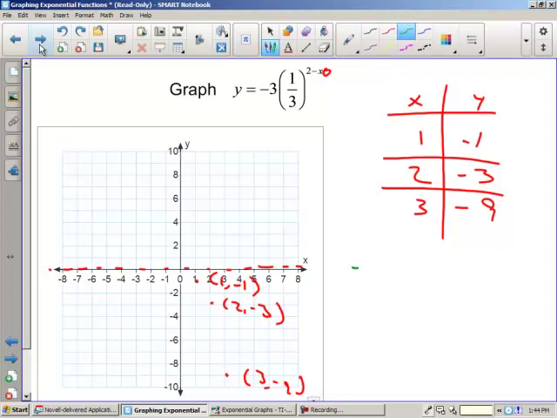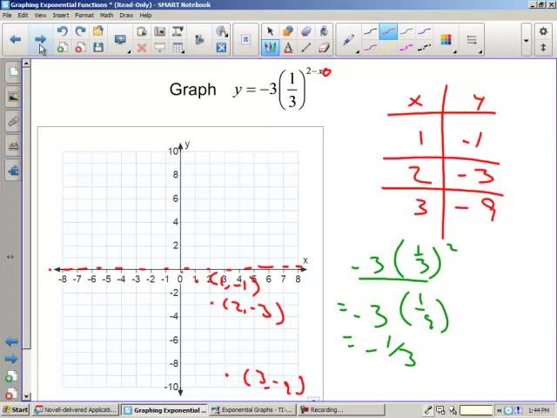So in this particular case, I've got -3 times 1/3 to the 2 power. Well, 1/3 squared, remember, don't do these first. Do your exponent first. I get -3 times 1/3 squared, which is 1/9, right? -3 times 1/9 is -1/3. So I also have an intercept here at 0, -1/3. There's my y-intercept. I'm going to join these points together and say just a few things about these real quick.